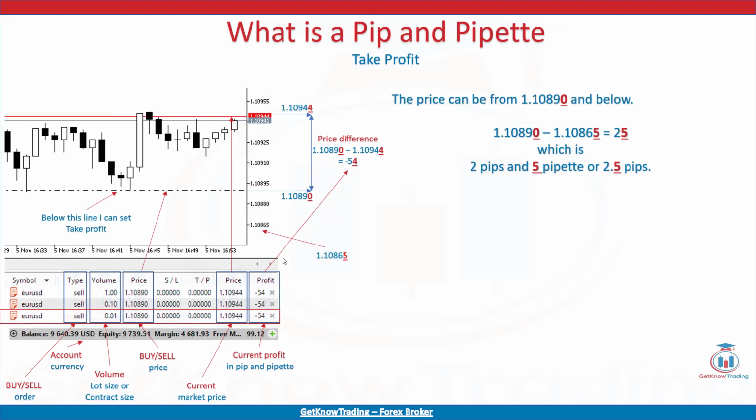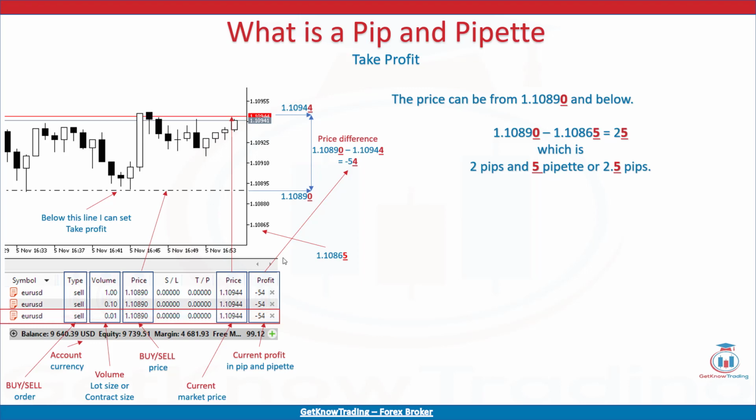If I want to set a take profit, I need to find the price that is below the open price. The price can be from 1.10890 and below. If I want to have a take profit at the price, for example 1.10865, then I will set a take profit that will be 25, which is 2 pips and 5 pipettes, or 2.5 pips. Remember that the value you see in the column profit is shown with pipettes and you need to divide that amount by 10 to get the correct value of how many pips is the profit. So as a result I have 25, but when I divide that by 10 I get 2.5 pips.